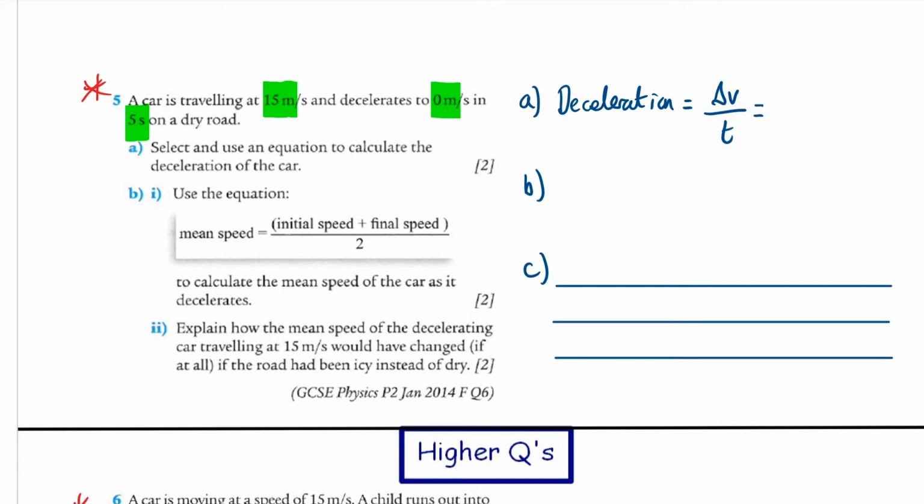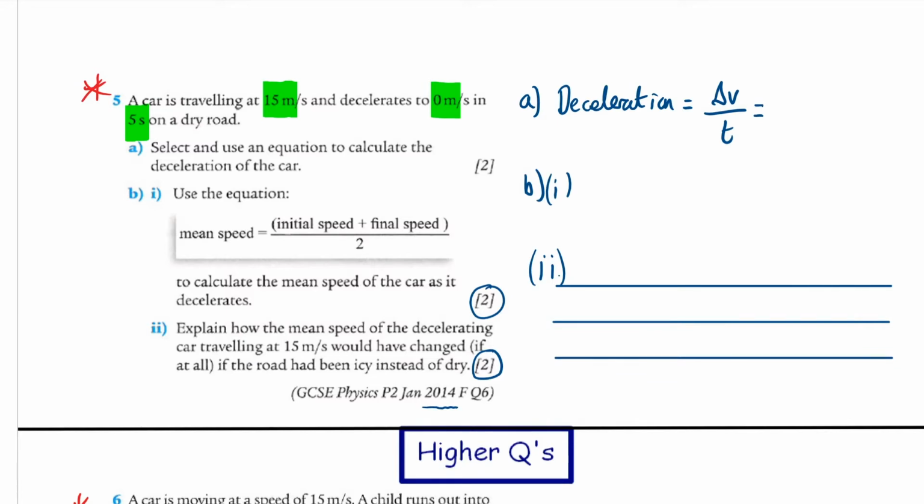Then you should be able to do part B. Oh, it's not part C, is it? I'll just change that. Part B, 1 and 2 underneath. So 1 is a calculation and 2 is an explanation. Again, look at the number of marks you get in these exam questions. This is an exam question from 2014. So you have to make 2 points there for the explanation.